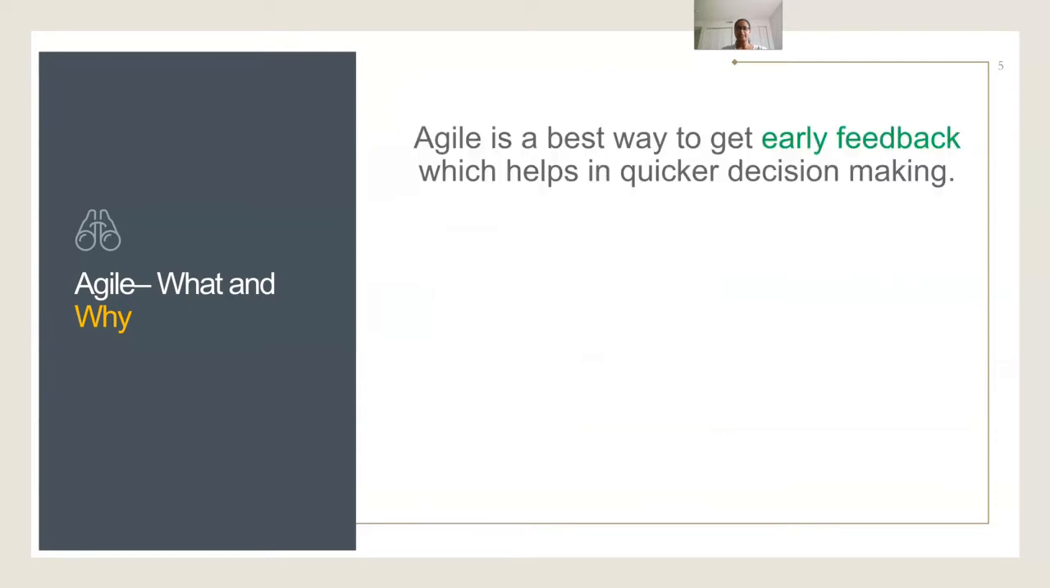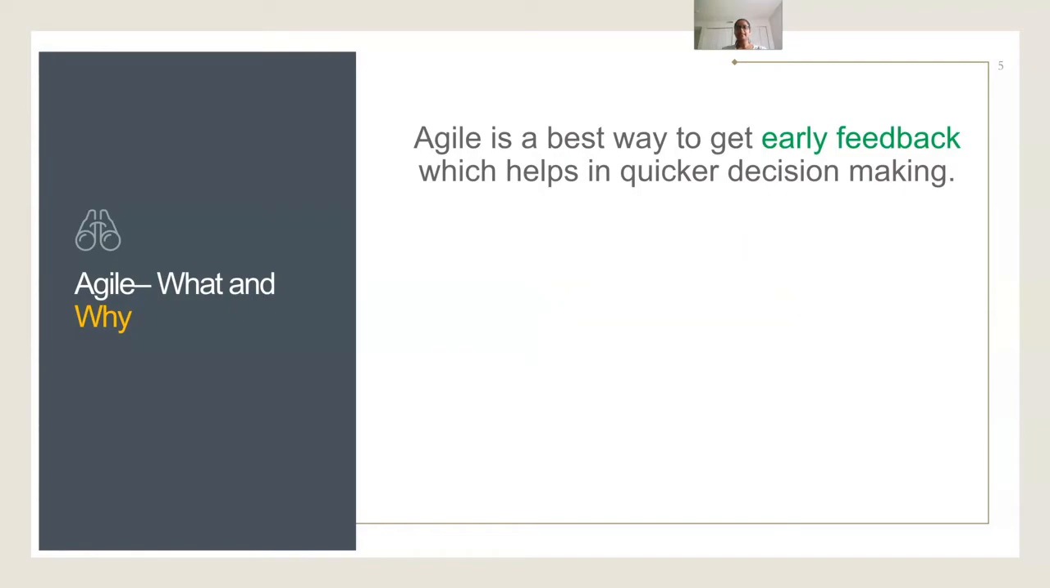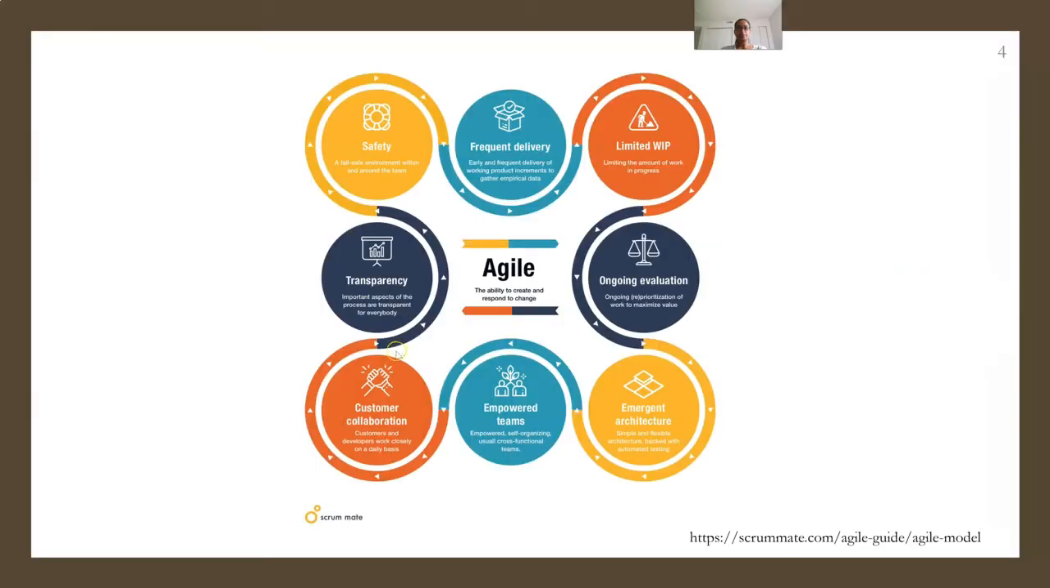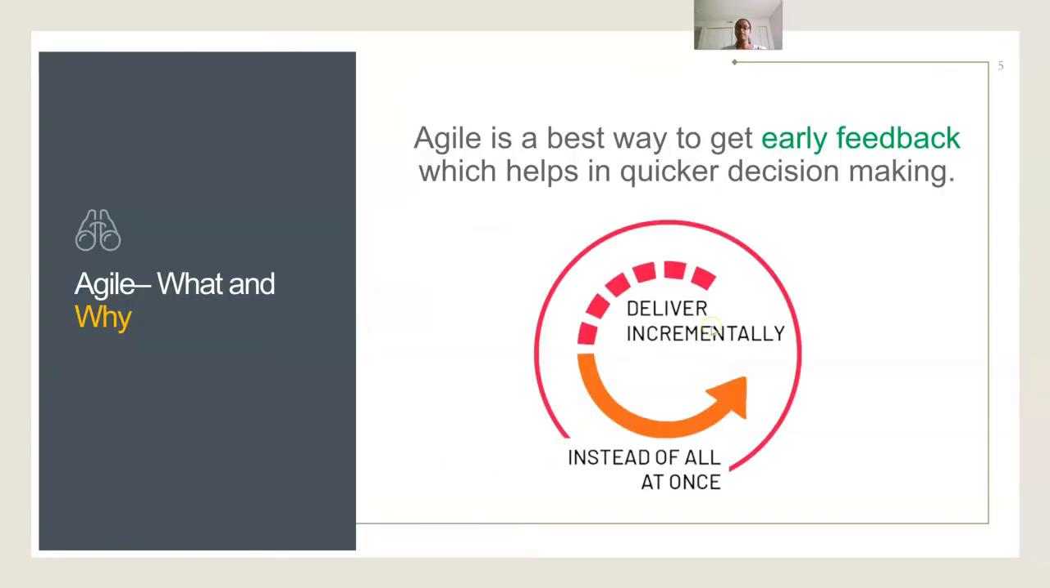Why do we need Agile? Agile is the best way to get early feedback which helps in quicker decision making. As we saw in the previous slide, the customer collaboration gives us early feedback. So getting early feedback would help in faster, quicker decision making. Here in this picture, you can see that delivering incrementally would be so much better in product development and release than everything at once.